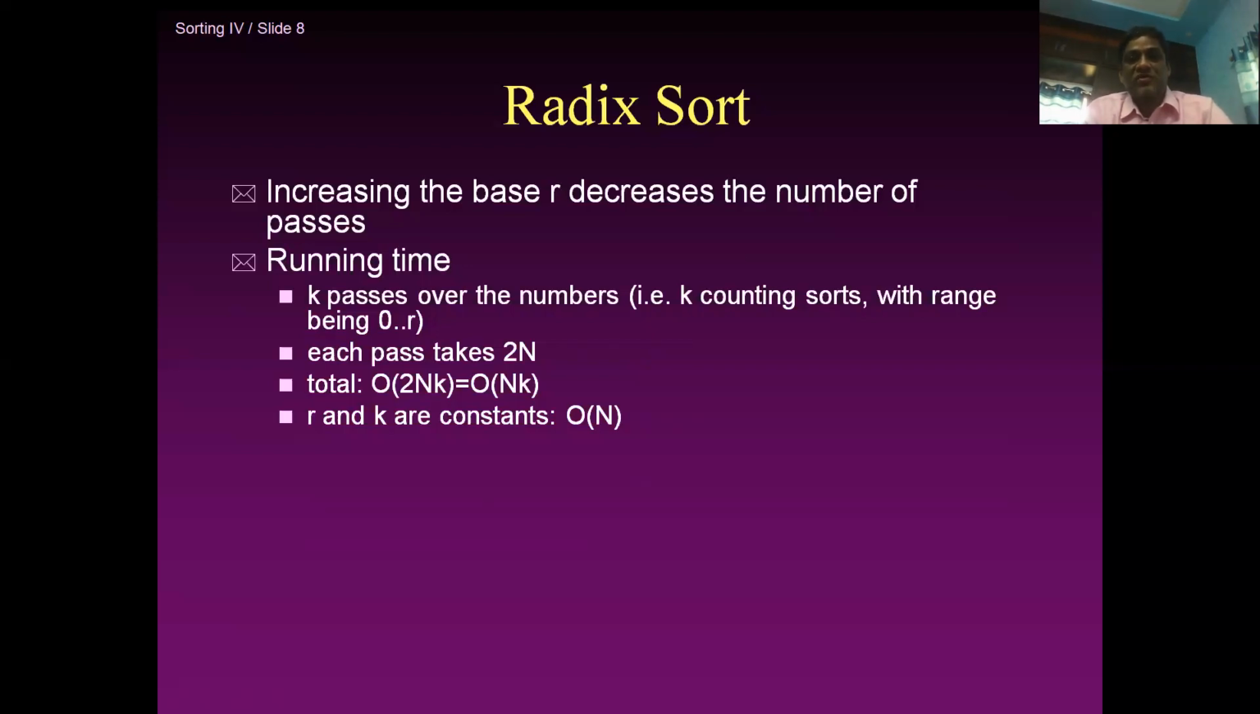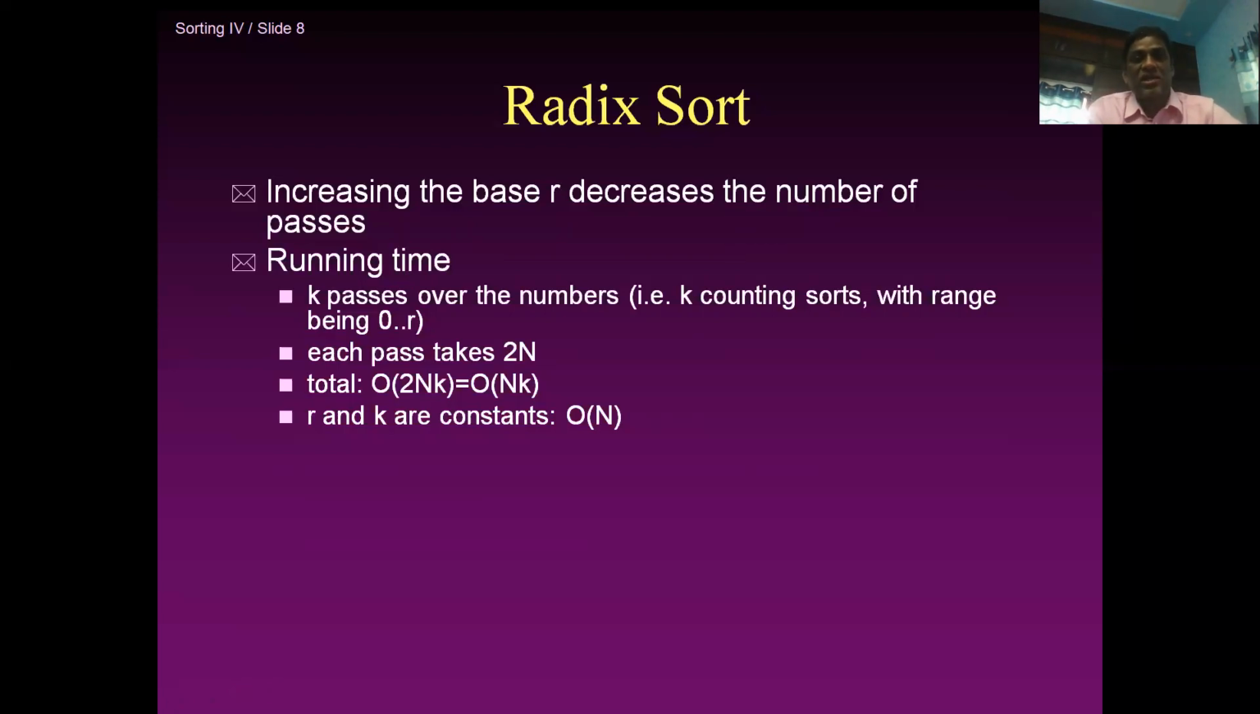The time complexity of the algorithm depends majorly on the base of the corresponding number system. If the base R decreases, then the number of passes increases. Increasing the base R will decrease the number of passes. This is mutually opposite. If you increase the base R, the number of passes will be decreased. If you decrease the base R, the number of passes gets increased. Let us identify the time complexity of the Radix Sort algorithm.